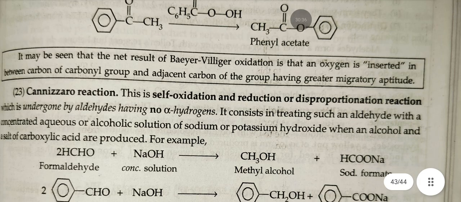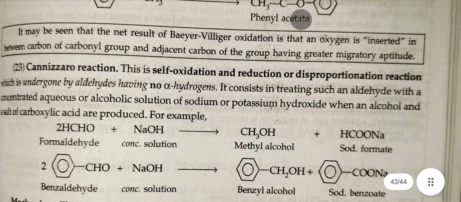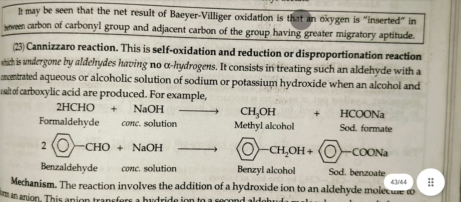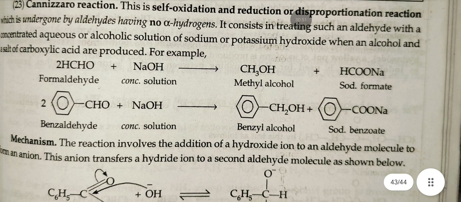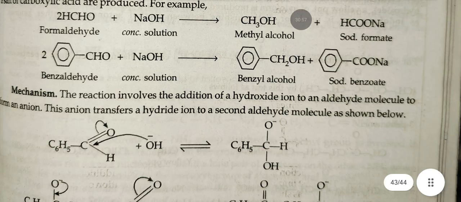Cannizzaro reaction. This is a self oxidation and reduction, or disproportionation, reaction which is undergone by aldehydes having no alpha hydrogen. It consists in treating the aldehyde with a concentrated alcoholic solution of sodium or potassium hydroxide, when an alcohol and a carboxylic salt are produced.